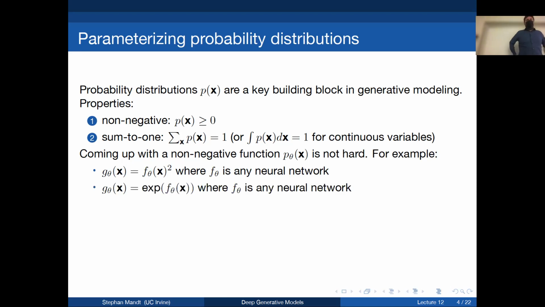Another, more popular and more common approach that we'll mainly talk about in today's lecture is that you can also exponentiate f. If f is an arbitrary function, then the exponential of f is, again, a positive function.